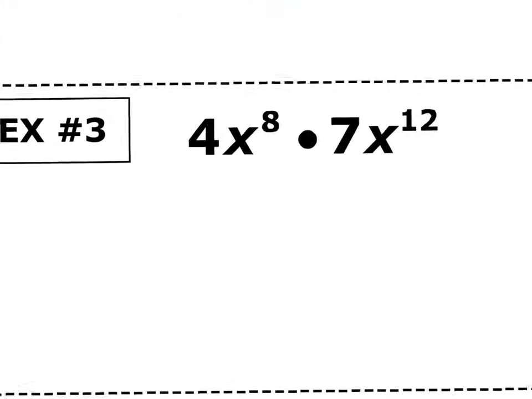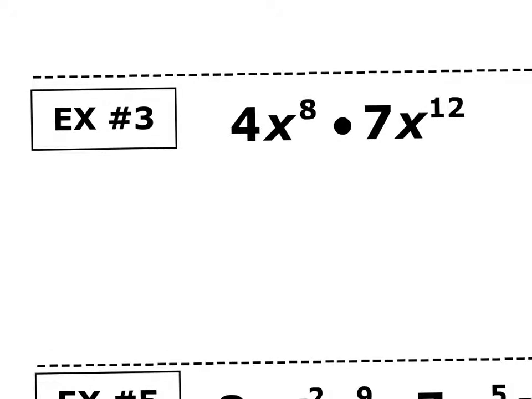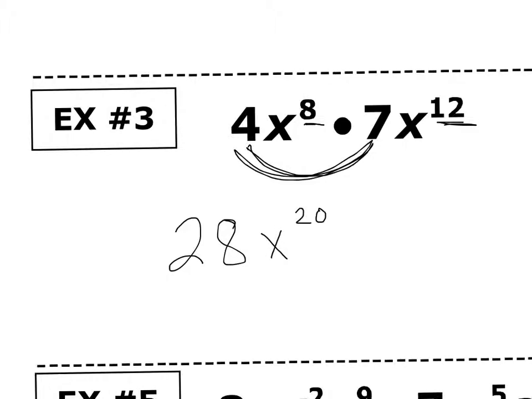Okay, but sometimes you have examples that have numbers in front, coefficients, and when that happens, you have to handle it a little bit differently. When you have that type, if they have the same base and they are multiplied together, you simply have to multiply their coefficients. So 7 times 4 is 28. And then we have to add our exponents like we've been doing. So 8 plus 12 is 20, so we have 28x to the 20. All right, let's try a few more.